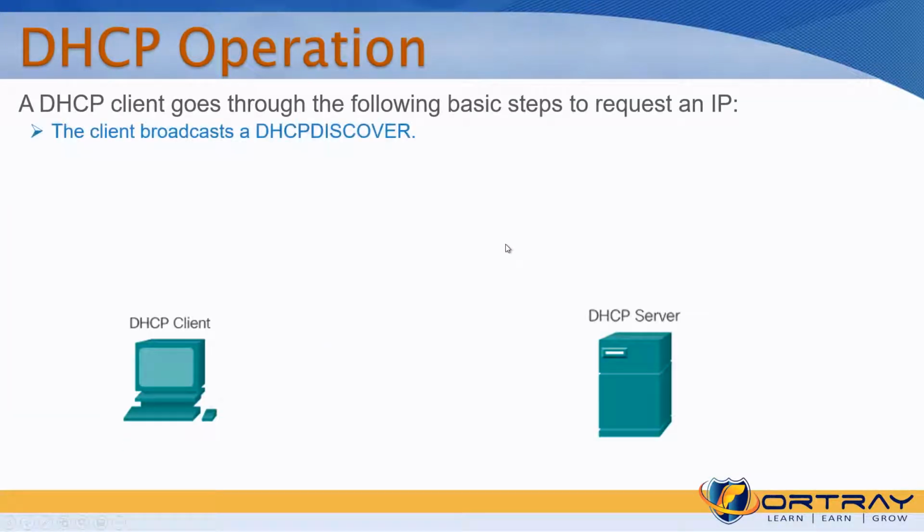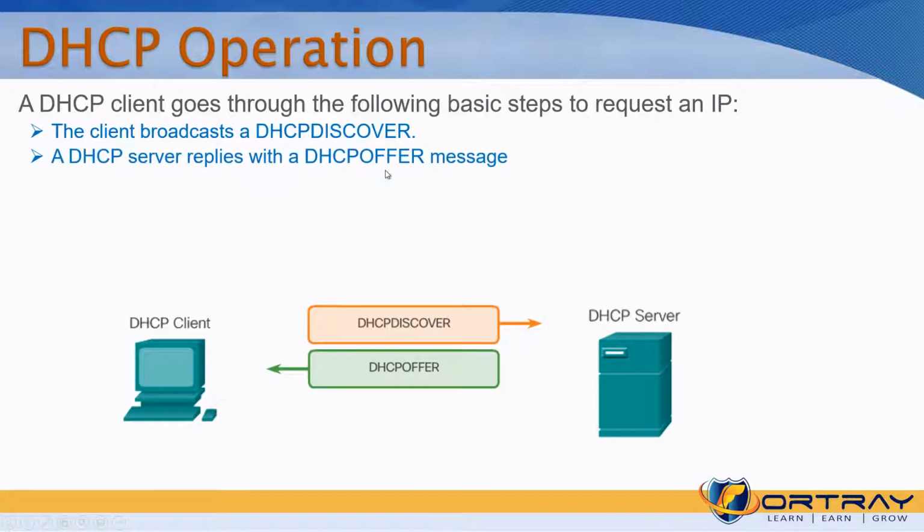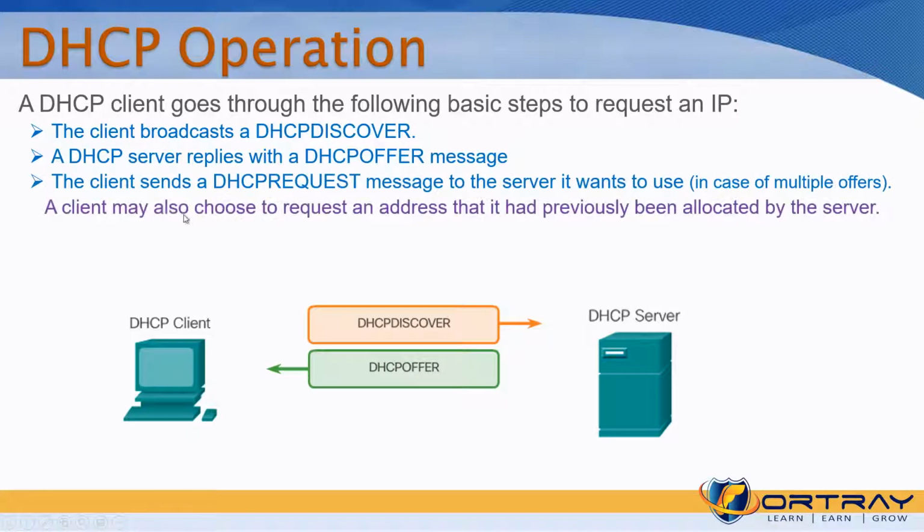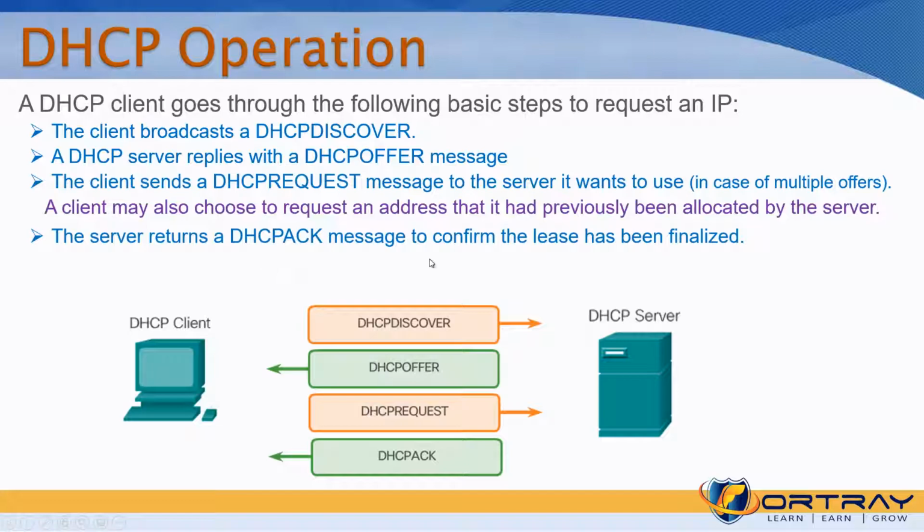How does the DHCP operate? The client requests a DHCP server; the basic steps are: the client sends a DHCP discover, the DHCP server replies with a DHCP offer, and the client sends a DHCP request message to the server saying it wants to use this. The client says, yes, I want this, and DHCP acknowledges back that this IP address is now final.